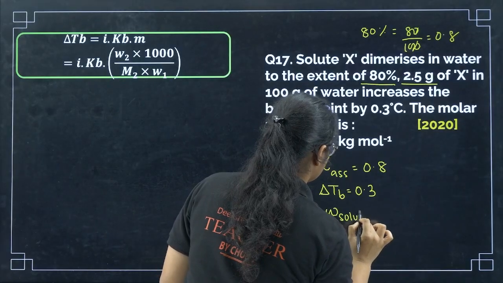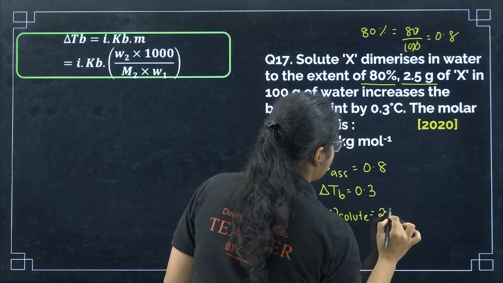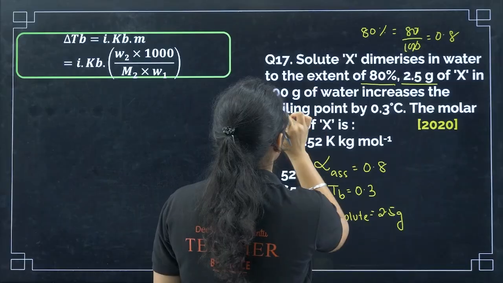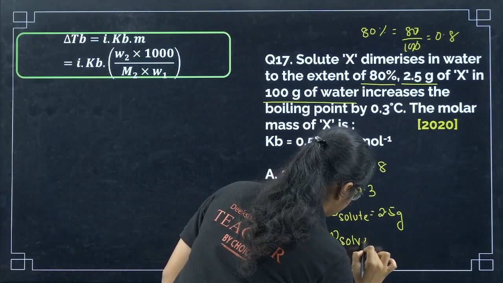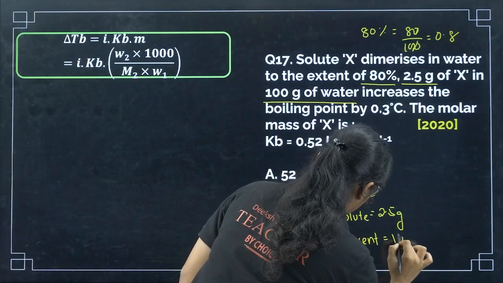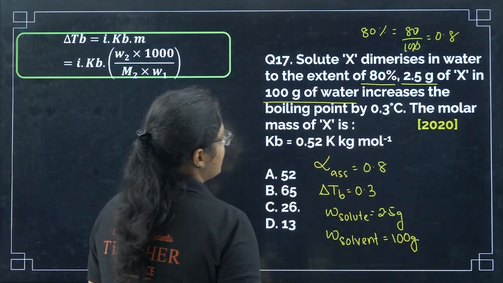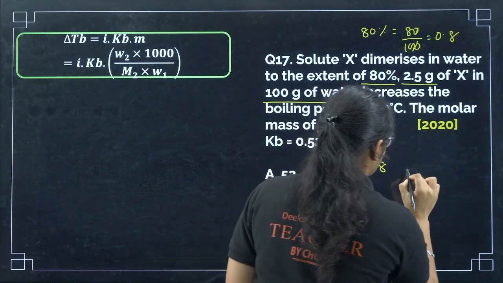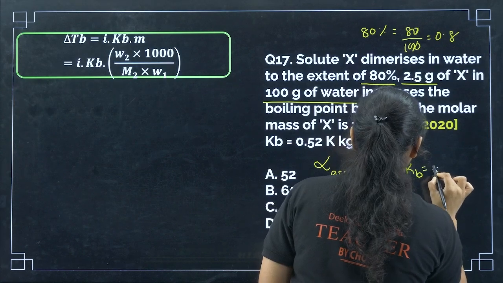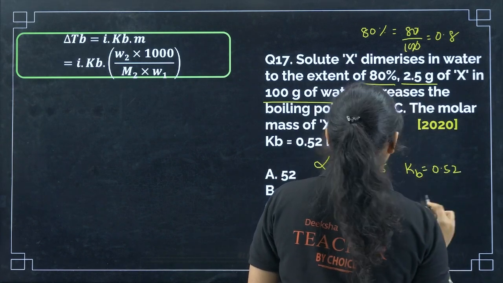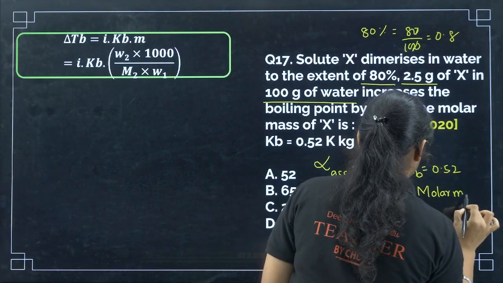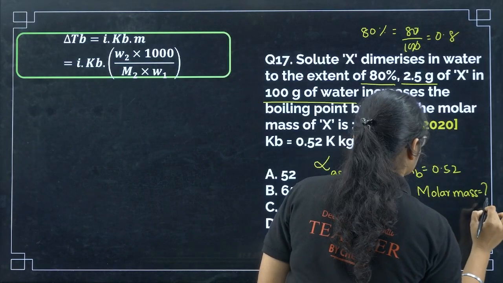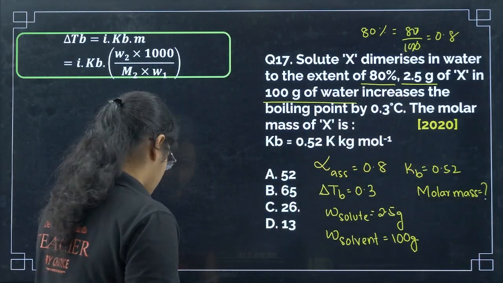W of the solute is how much? 2.5 gram dissolved in 100 gram of water. So what is W of solvent? 100 grams. Molar mass of X I have to find out, and Kb value is 0.52. You have to find the molar mass of this one. Clear? So let's solve this.